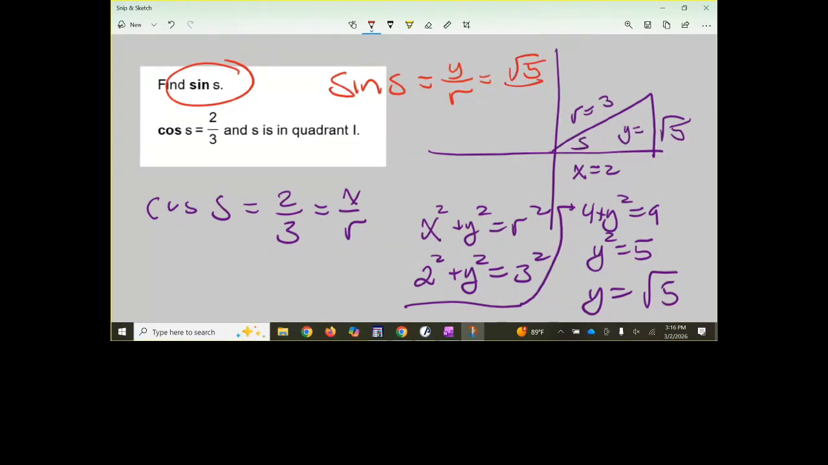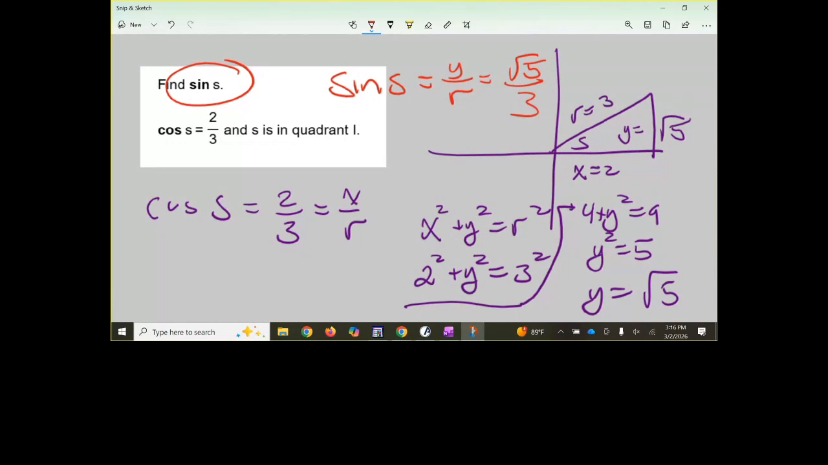What was our value for r? And we found the sine of our angle, right? And that's all I've got to do. Does that make sense? That's really all I'm trying to do here, y'all.